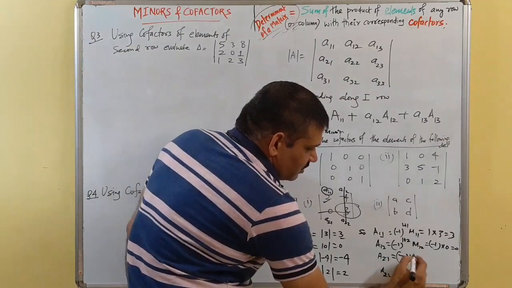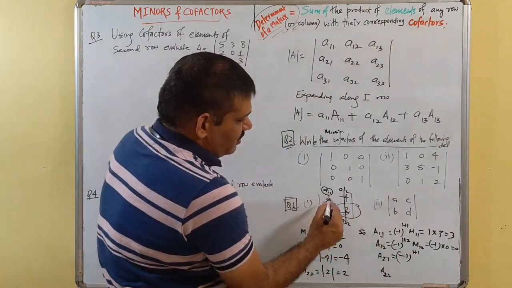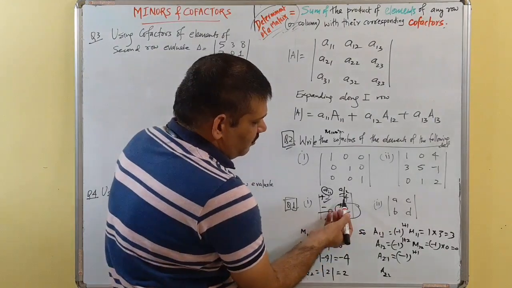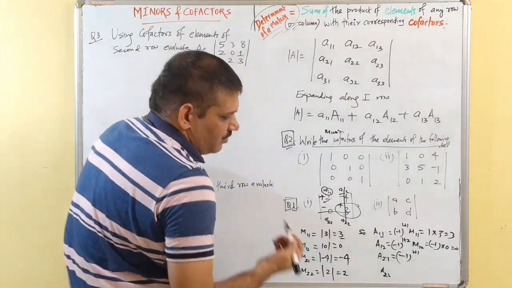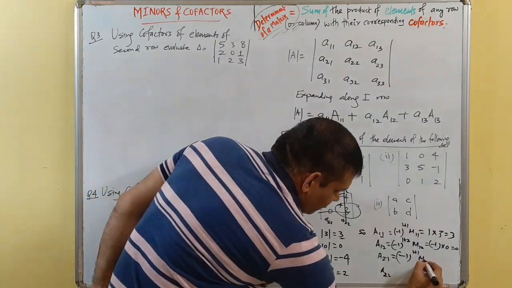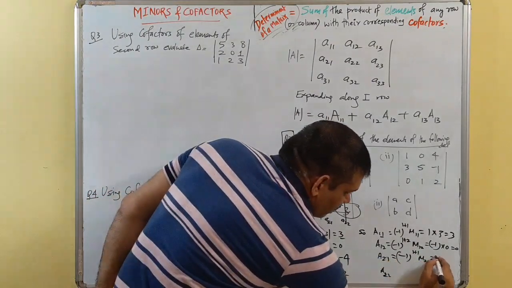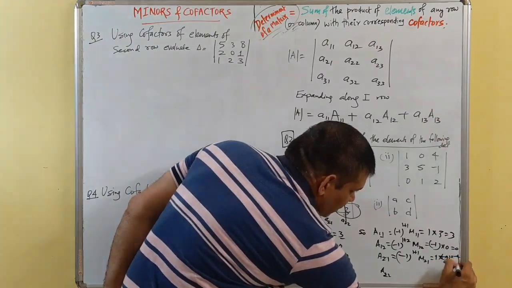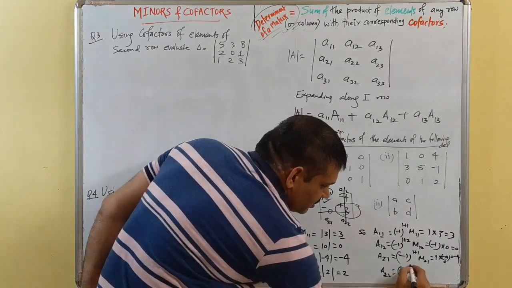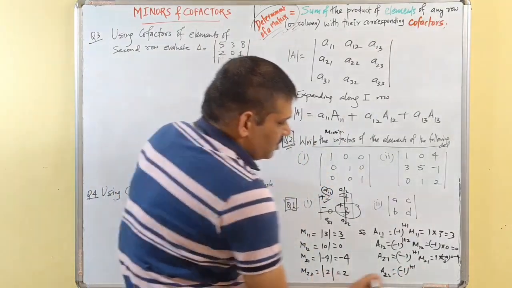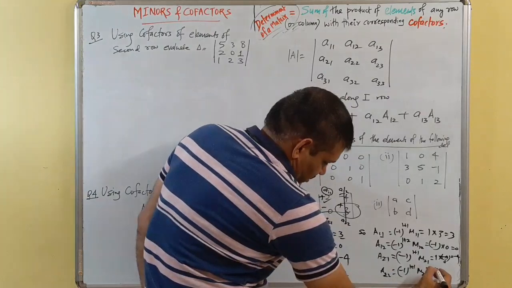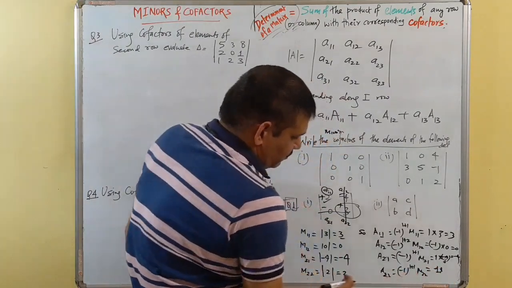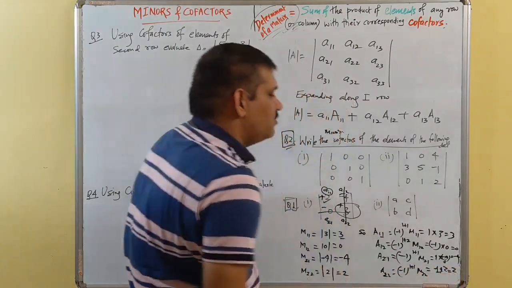A21 is -1 raised to 1 plus 1. Obviously positive, negative, negative, positive. Positive, negative, negative, positive in 2 by 2. So this will give us M21, that is 1 into 4, 1 into -4, that is -4. This is -1 raised to 1 plus 1 times of this M22, that is 1 multiplied by positive 1 multiplied by 2 will give us 2.